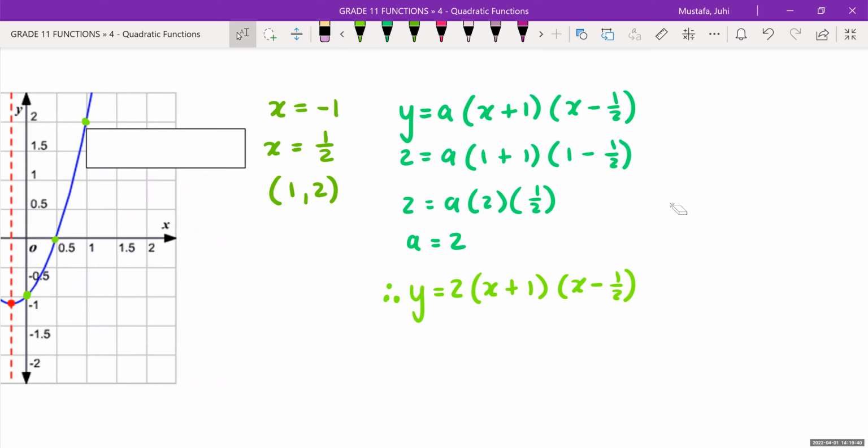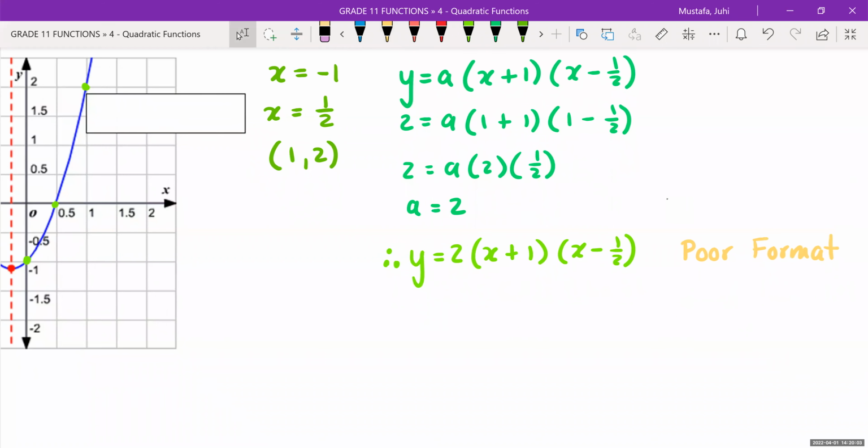Okay. Now, when you rewrite it, you get it into this form, but I have to mention that this form is very poor format. The reason for that is we never write a factor that has a fraction inside of it. See how it says x minus a half? We're never used to seeing that. Even when we factor something, we don't have that. So how are we going to solve that problem? To get rid of the fraction, we multiply the things inside the bracket by the denominator. And so we end up getting y is equal to 2(x + 1)(2x - 1).